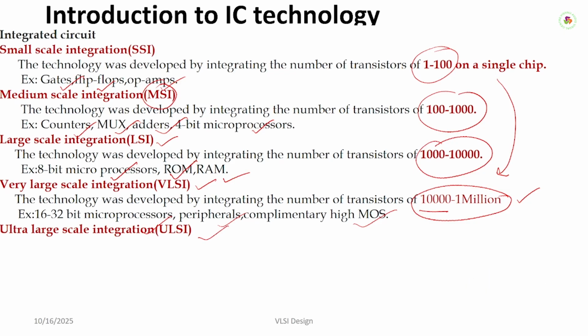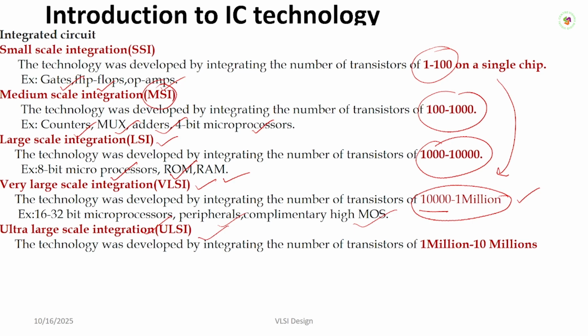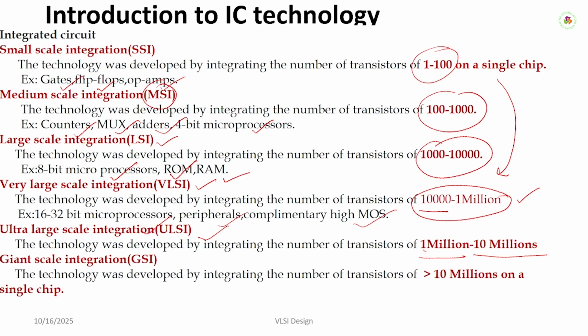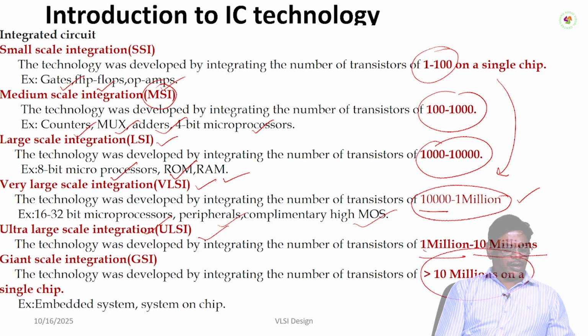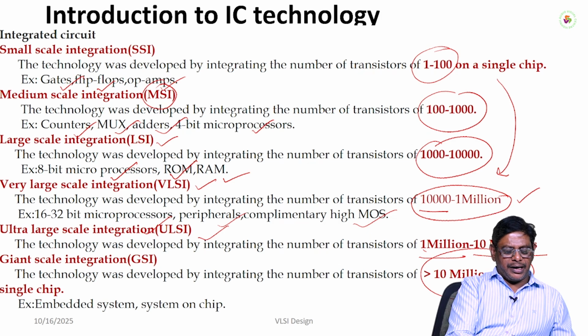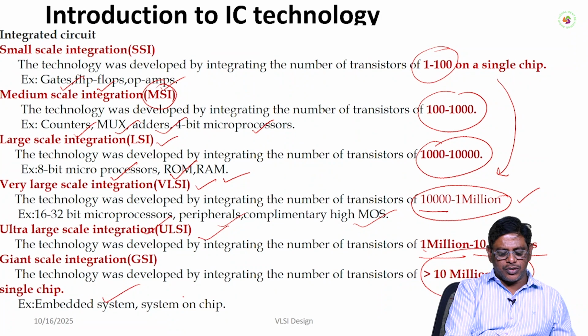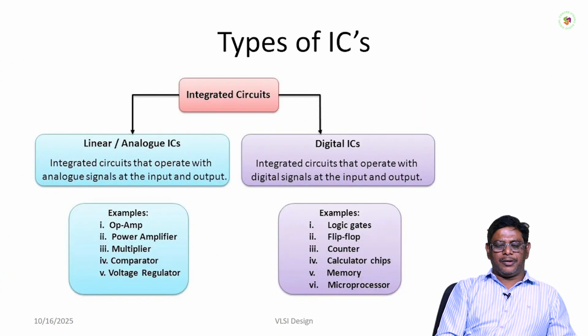And ULSI, ultra large scale integration, where the number of components starts from 1 million to 10 million. And gigascale integration circuit, which has more than 10,000 million components on an integrated circuit. Examples are embedded system design and SOI model or SOC model.